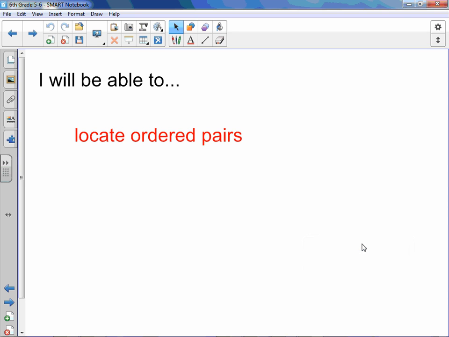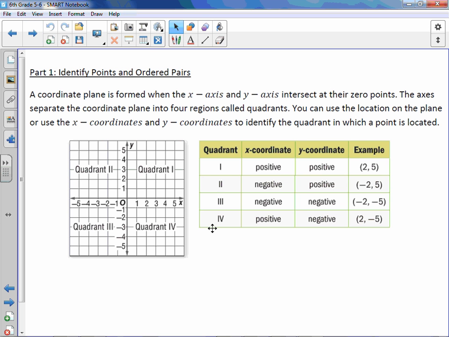Chapter 5, Lesson 6, the coordinate plane. You will be able to locate ordered pairs. A coordinate plane is formed when the x-axis and the y-axis intersect at their 0 points. The axes separate the coordinate plane into 4 regions called quadrants.